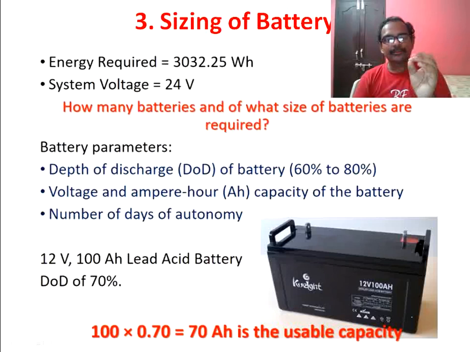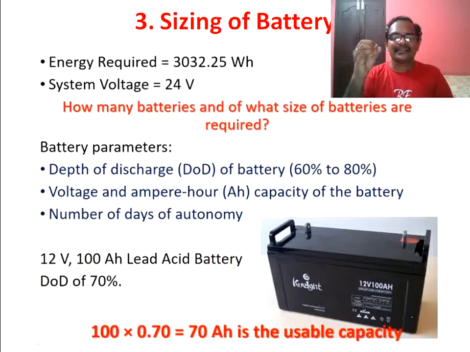So what does a depth of discharge of 70% mean? The battery capacity is 100 ampere hours, but the usable capacity is only 0.7 into 100, that is 70 ampere hours. Even though the battery can store 100 watt hours inside it, it can supply only 70, because the battery cannot be fully discharged.